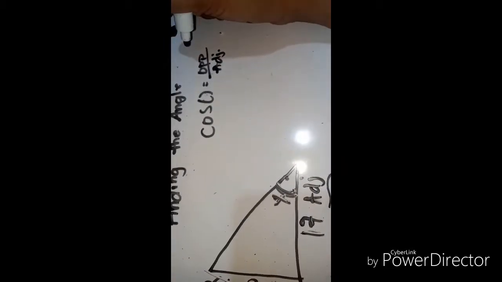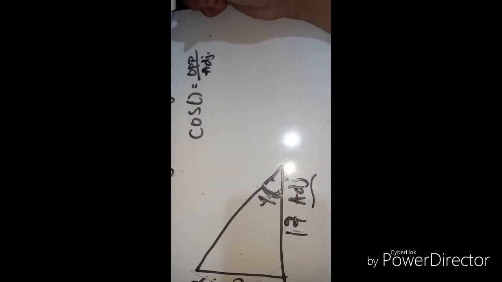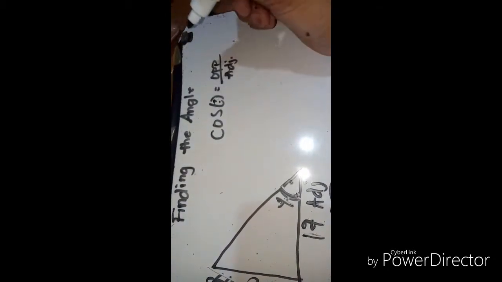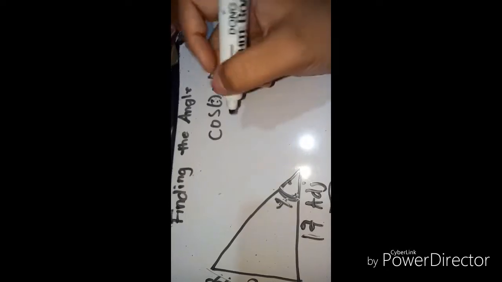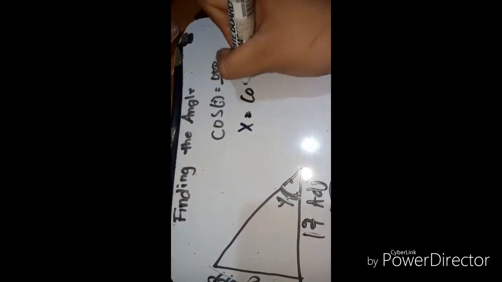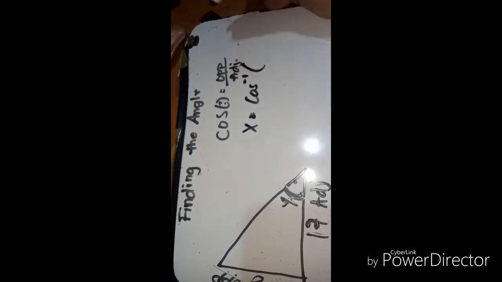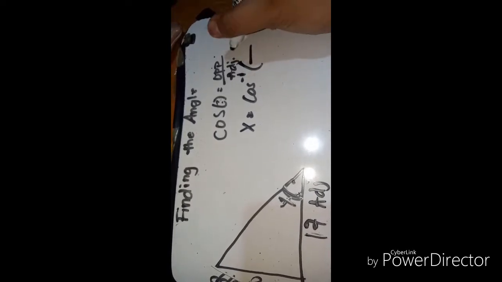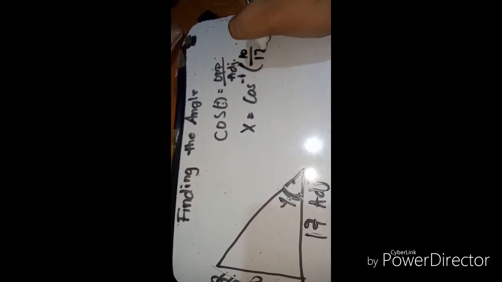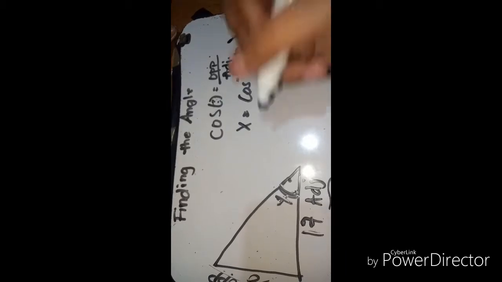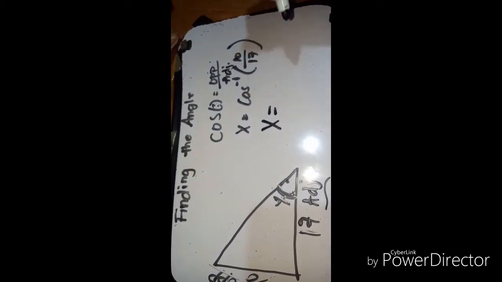So we're going to arrange it again like we did, because we're looking for the angle. So x equals cos inverse of the value of the opposite over the adjacent, which is 10 over 17. So next we're going to calculate it in the calculator.